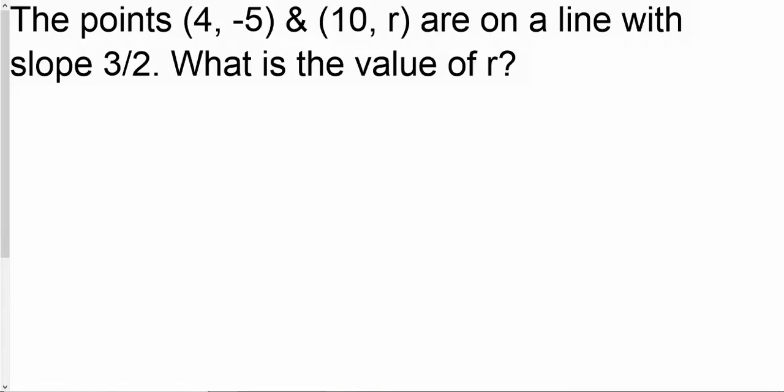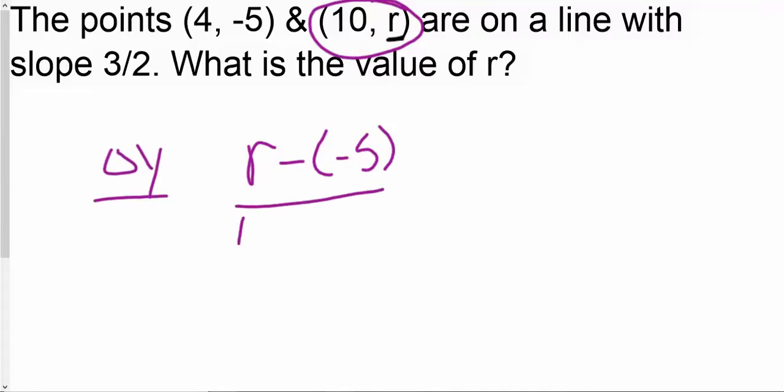So this is why we talked about cross multiplication and everything before we got to slope, because this is what's called a missing value problem. So here what we're trying to do is solve for r, and we're given slope, and r is going to be the y coordinate of the second point. It usually helps us to use whatever point has the r as our first coordinate. So we're going to subtract from this 10 comma r. So I'm going to do r minus a -5, right? That's the difference in my y's, over 10 minus 4, the change in my x's.